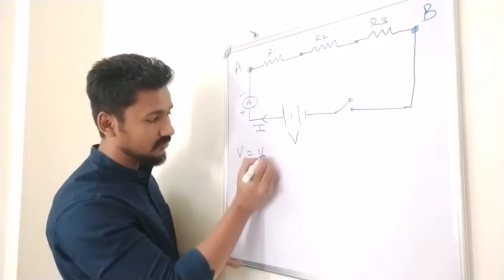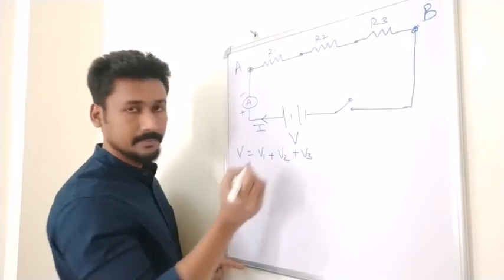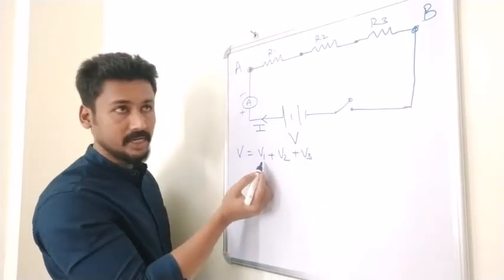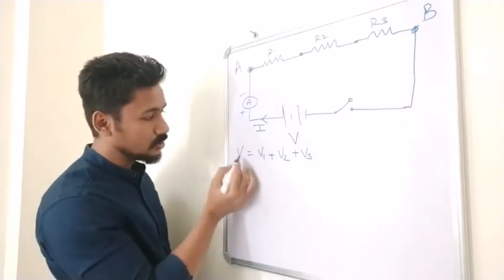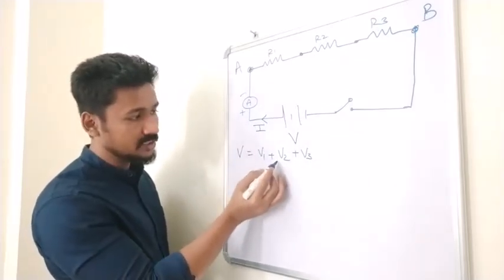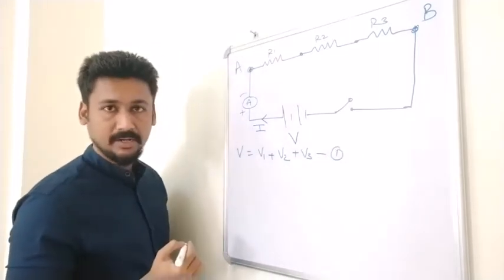If V is our total potential difference, we get V equals V1 plus V2 plus V3. What is V1? The potential across R1, V2 across R2, and so on. So V is equal to V1 plus V2 plus V3. This we will call our equation number 1.